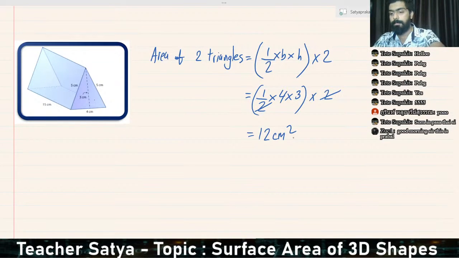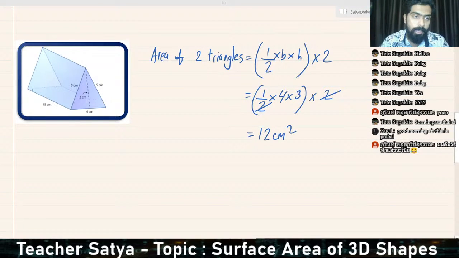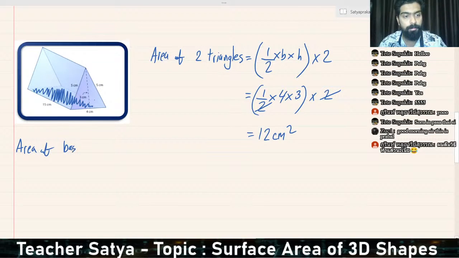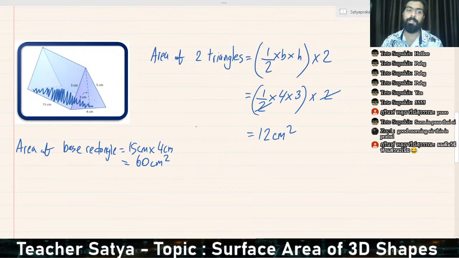Alright, now let us go ahead and find the area of this base right here, the base rectangle. And this base rectangle, we have the length as 4 cm and the width as 15 cm, right guys? So area of base rectangle would be equal to 15 cm times 4 cm, which is 60 centimeter square, right guys? So we have found the area of two triangles. We have found the area of the base rectangle.